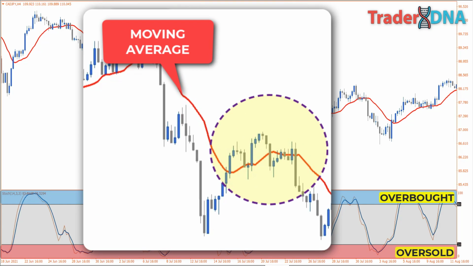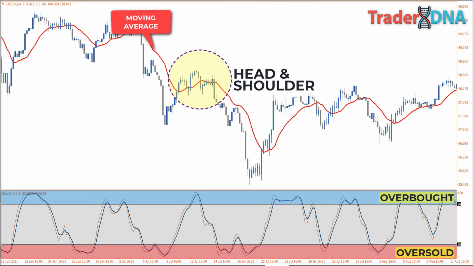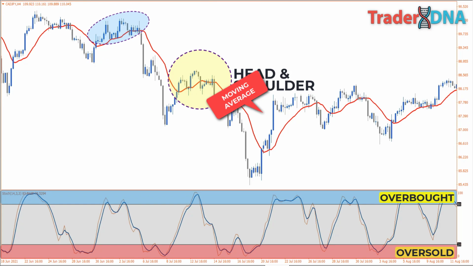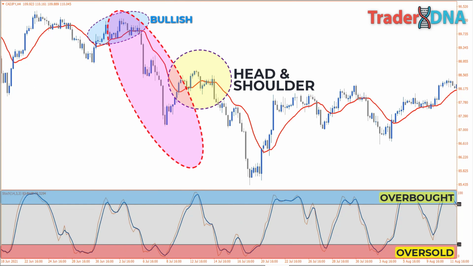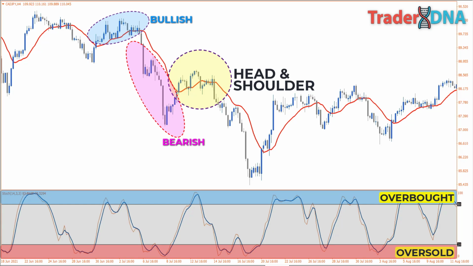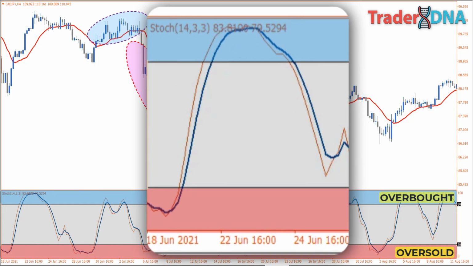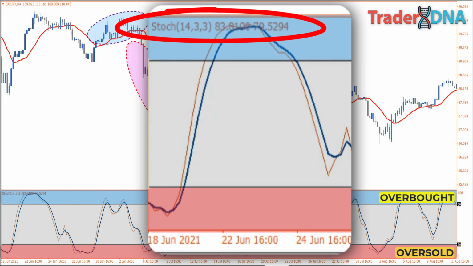Diagnosing exponential moving average. Moving average is a trend indicator. If the price is above the moving average line, it means the market trend is bullish. Conversely, if the price is below the moving average line, it means the market trend is bearish. In this strategy, we use the EMA indicator with a period setting of 14, because this period represents the average price movement formed by the head and shoulders pattern. The period of 14 also matches the setting of the stochastic oscillator, which is 14:3:3.